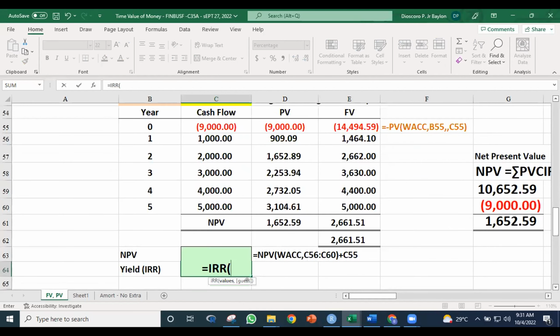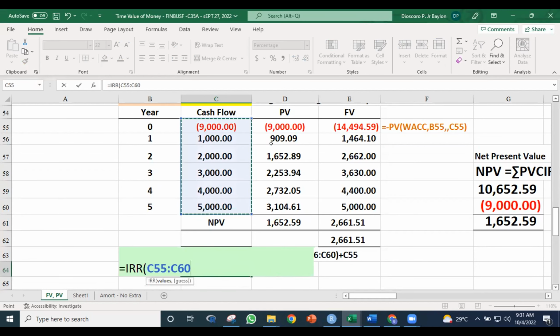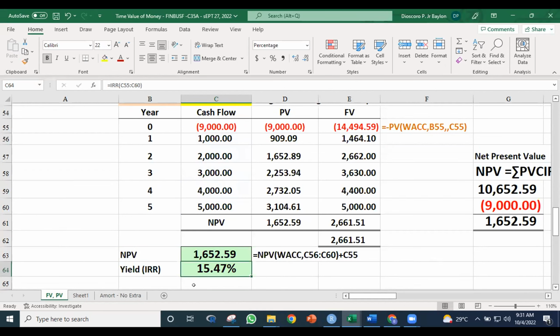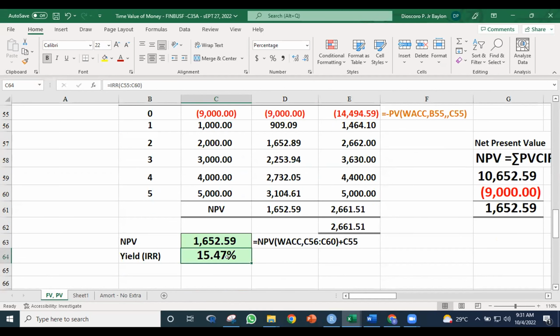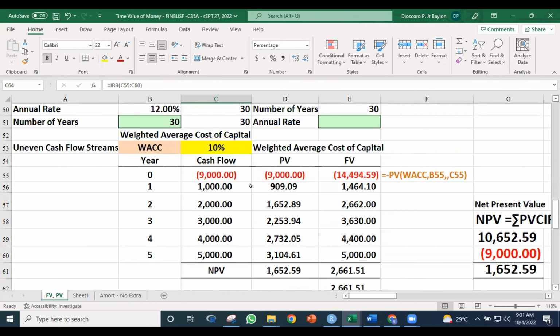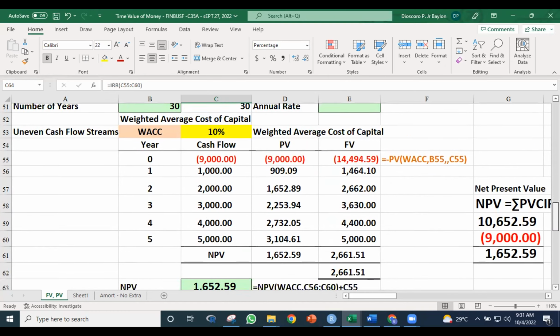So let's follow the syntax. The values are this one. It's not the transformed present values. And then ignore the guess. And we get 15.47 as your internal rate of return. And we said that this is feasible since the weighted average cost of capital is only 10%. So the returns of the project are higher than the cost of obtaining capital.